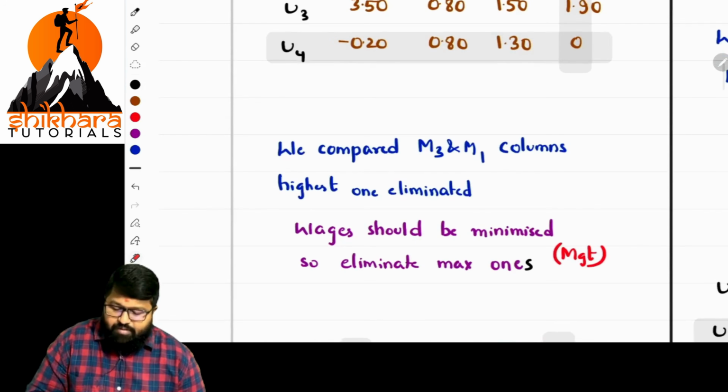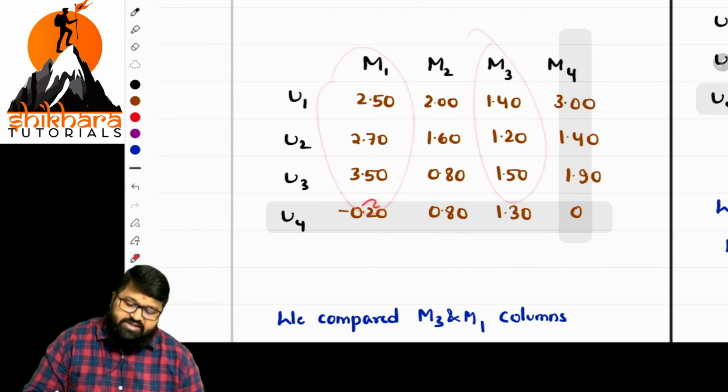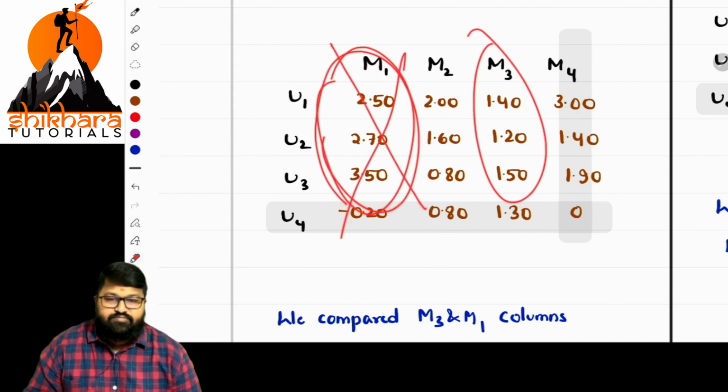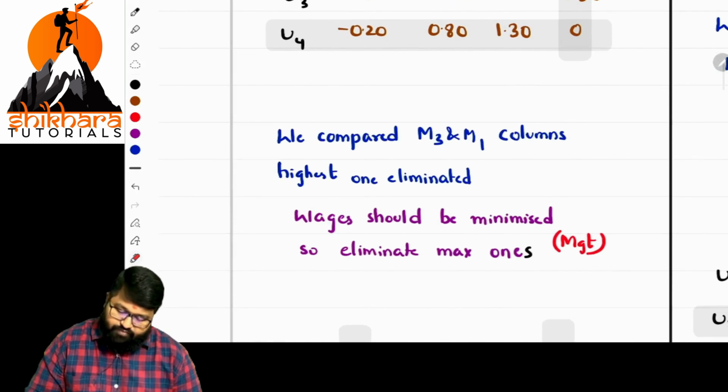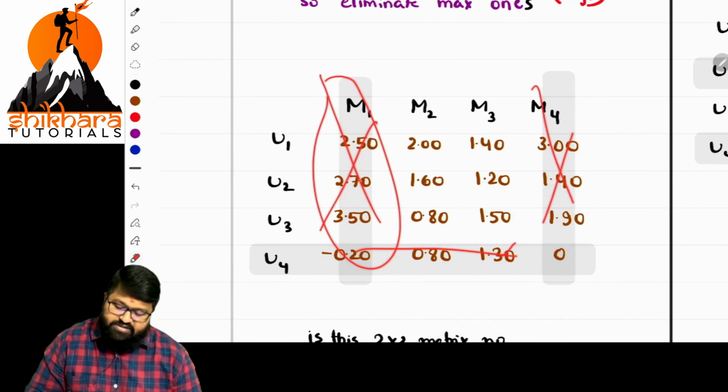Okay. Now we are comparing M3 and M1. So this M3 and M1 are compared. In this, what is the highest one that will be eliminated? Am I clear now? So this is eliminated. Superb. Totally restored. Now is it 2 by 2?